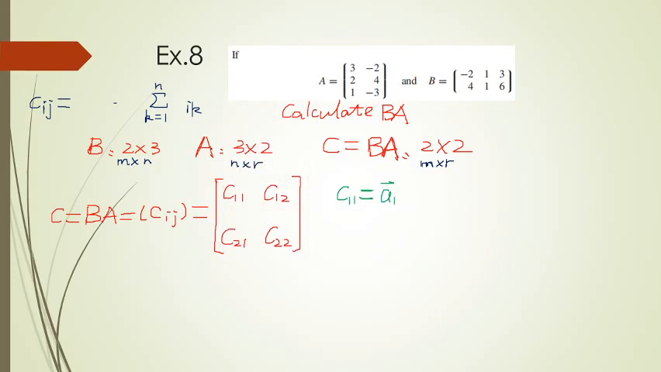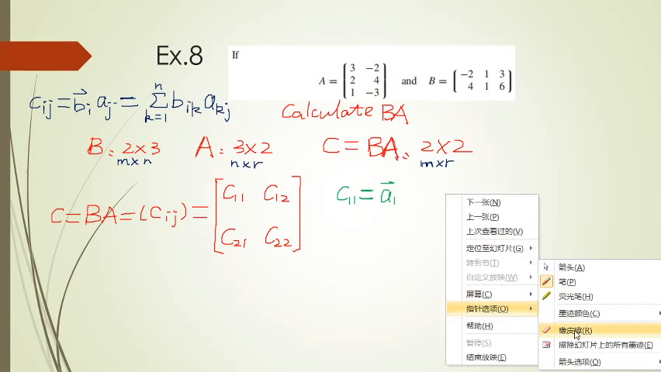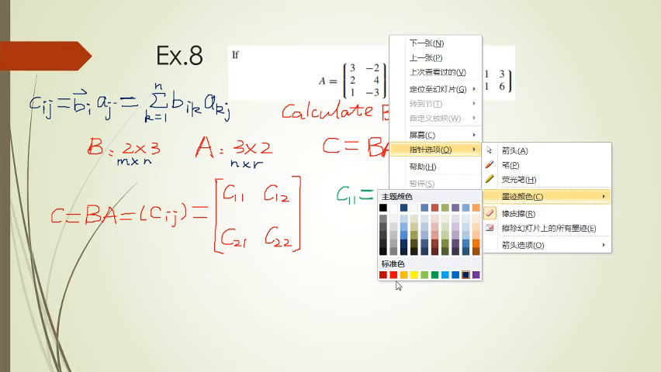Then that will be the B row vector, B_i times A_j column vector. It's changed, okay? Then that equals the sum of B_ik times A_kj. It's different. B times A. So we will look at matrix B by row, and we will look at matrix A by columns. That is B times A, okay? So that will be B1.